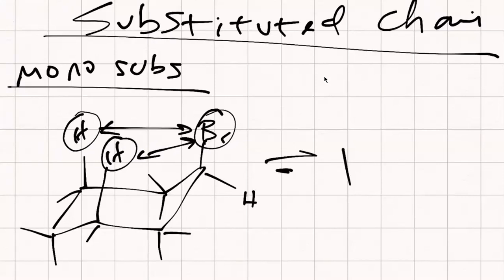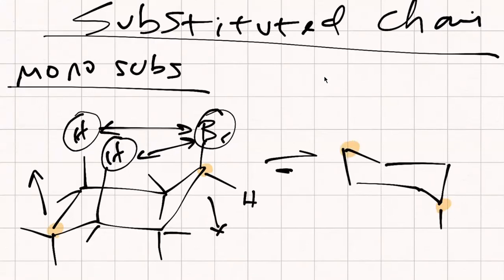So over here, the chair flip is going to look like this, where this carbon is going to be pushed down this way, and then this carbon over here is pushed up that way, right? So all of your substituents are going to kind of invert, right? So the bromine that was axial on this carbon is now going to be equatorial.